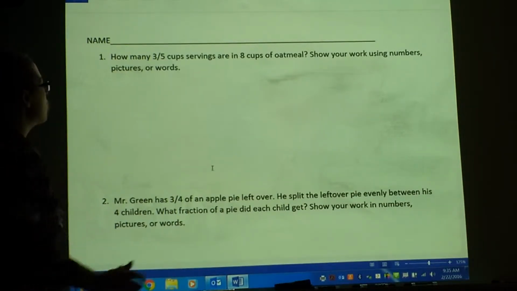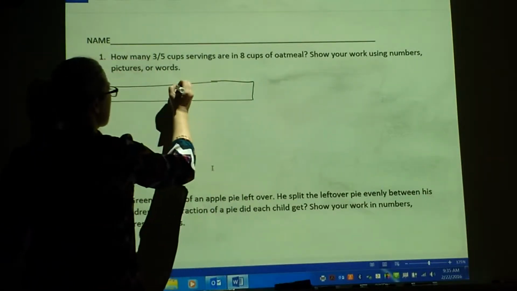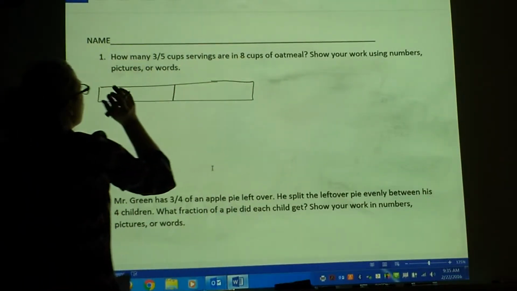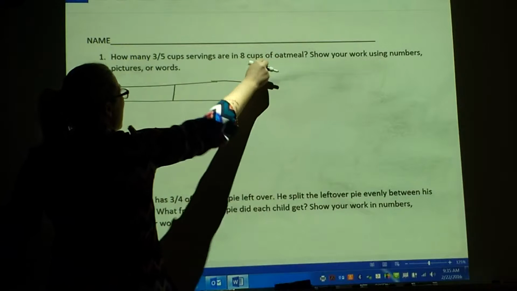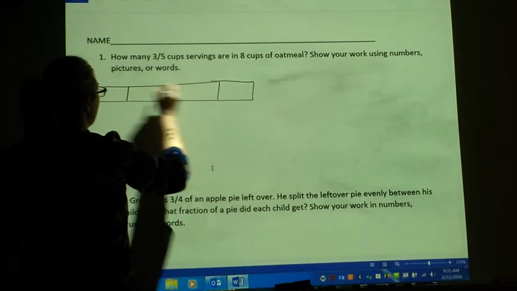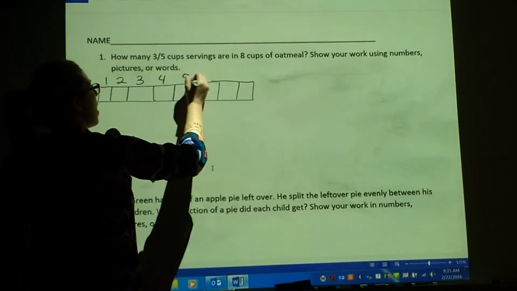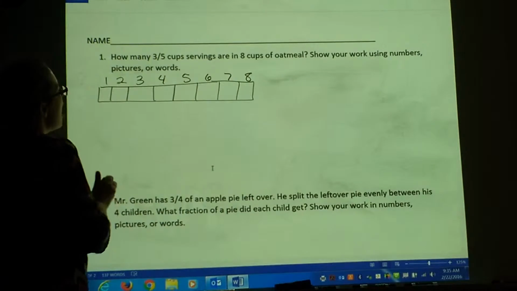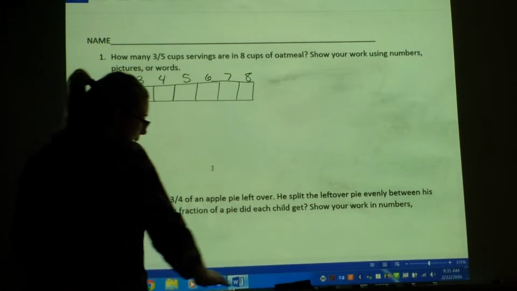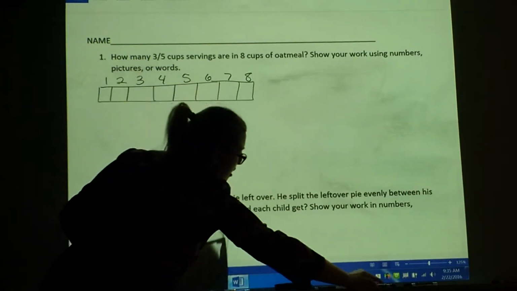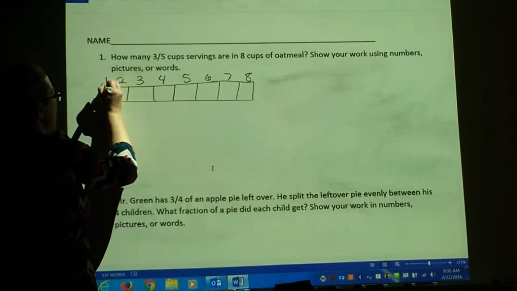If you decide to use pictures, you will need to use a bar graph, and I'll show you why. In this bar graph, we need to divide it up with how much oatmeal we have all together. In this case, it says we have 8 cups of oatmeal. 1, 2, 3, 4, 5, 6, 7, 8 cups of oatmeal. And we want to know how many 3/5 cup servings we can divide out of the 8 cups that we have. So that means we're going to take each whole number and divide it into 5 parts according to our denominator.